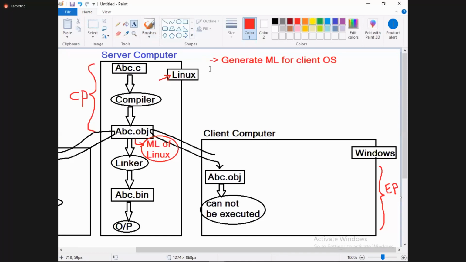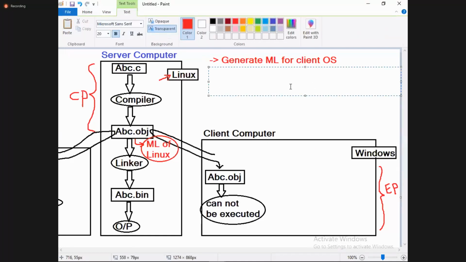Are you catching my point? Generate machine language for the client operating system. If you want to generate machine language for the client operating system, you must move machine language generation from the compilation phase to the execution phase. All are catching my point? You must move it from the compilation phase to the execution phase.